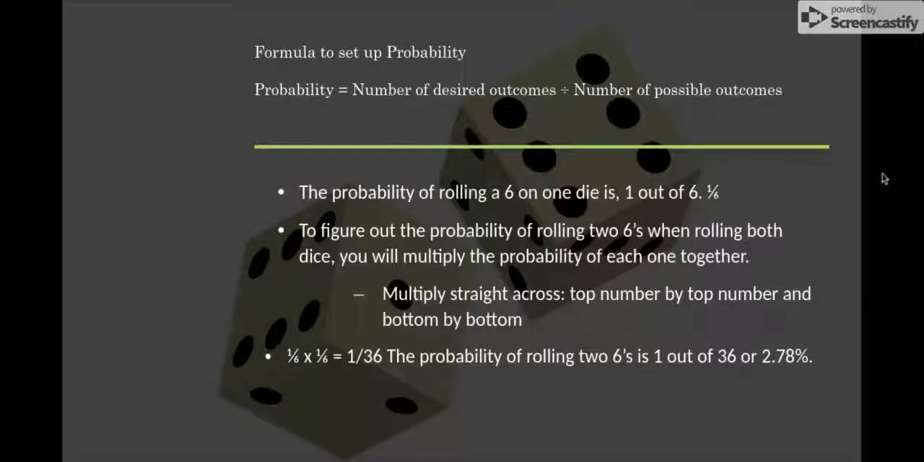To figure out the probability of rolling 2 6s when rolling both of your dice, you multiply the probability of each one together. So one die gives me a 1 out of 6 chance, and the second one gives me a 1 out of 6 chance. So you multiply your ones together, and then you multiply the 2 bottom numbers, the 6s. So my probability of rolling 2 6s is a 1 in 36 chance, or 2.78%.